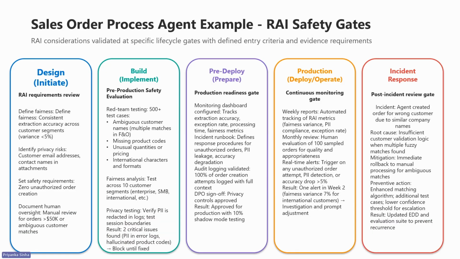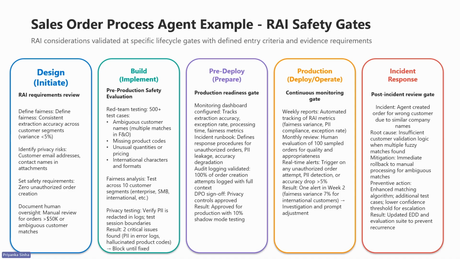Now let's make this concrete with a sales order process agent example. This agent is built by FastTrack. This is an autonomous agent for processing sales orders received via email attachments, validating customer and product data, and creating orders in the Dynamics 365 Finance and Operations app with minimal human intervention. This example shows how RAI safety gates play out in practice across the life cycle.